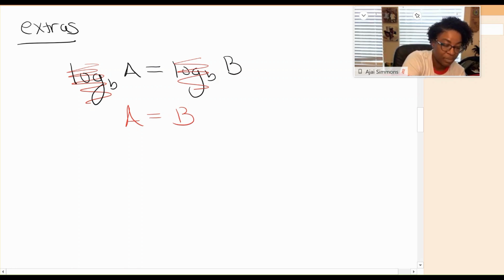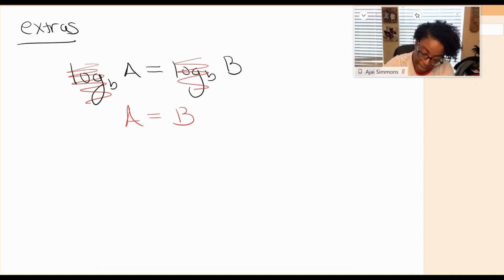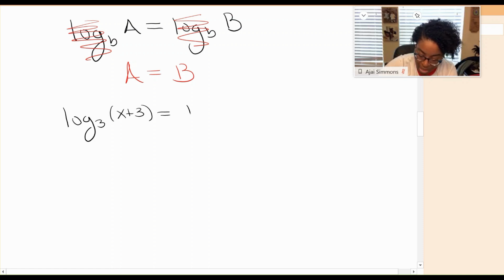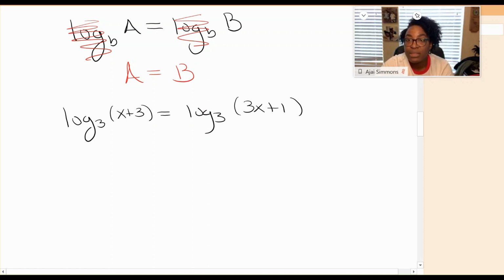Okay? So let's say we have a problem like this. This is an example that I saw from the homework. Log base 3 of x plus 3, and then log base 3 of 3x plus 1. Now, there are ways that you can solve this by putting all the logs on one side, but if it's the same log, same base on each side, then you can basically cancel out. If something is the same on both sides, you can cancel them out. Okay, those are going to go away.